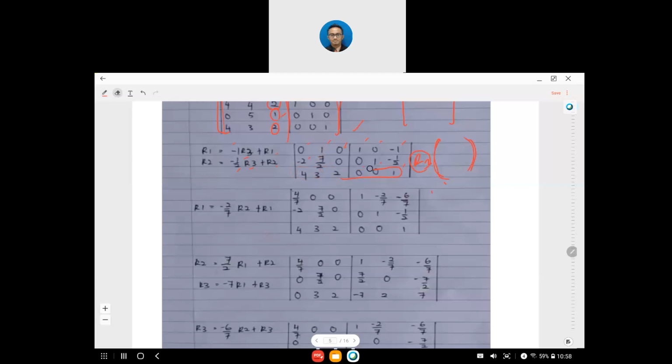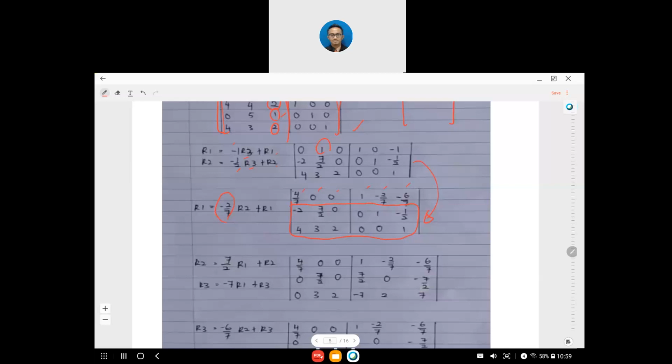Okay. So now, we want to change this value 1 to become 0. So we times by negative 2 over 7. Okay. Negative 2 over 7. So the rest you copy again, because this one doesn't change. Okay, copy again. Okay, now look at this one. So this one becomes 4 over 7, 0, 0. 1, negative 2 over 7 and negative 6 over 7.